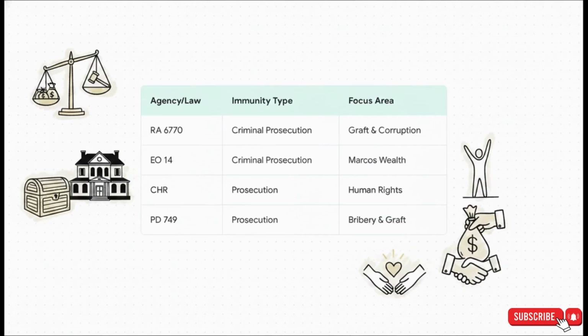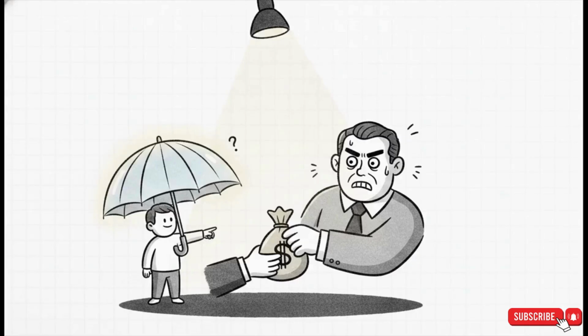Even the Constitution itself gets in on this. Article 13, Section 18, Paragraph 8 gives the Commission on Human Rights the power to grant immunity to uncover the truth about human rights violations. A really specific and cool example of this in action is Presidential Decree 749. This decree protects bribe givers who voluntarily come forward to testify against corrupt public officials.